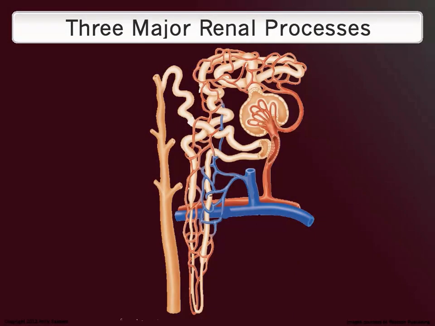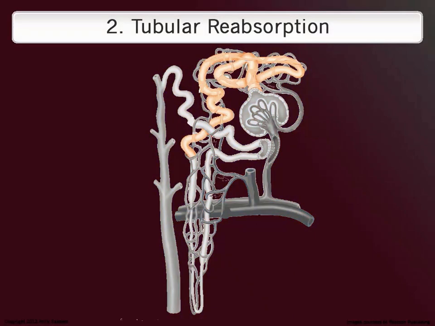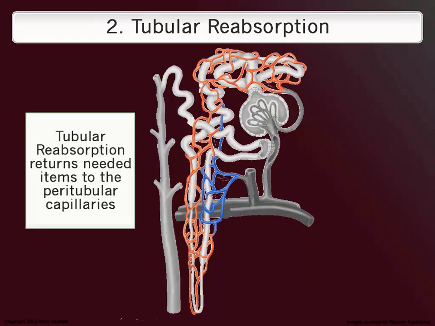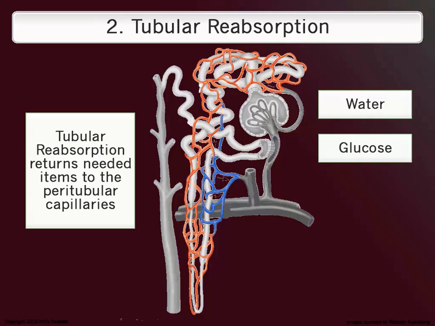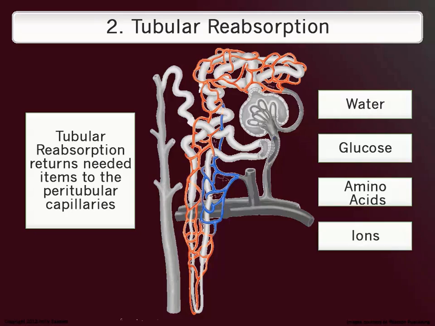Step 2, tubular reabsorption. In this process, blood is going to reclaim many needed elements before it re-enters circulation. Tubular reabsorption returns needed items to the peritubular capillaries. Some of these elements are water, glucose, amino acids, and ions.